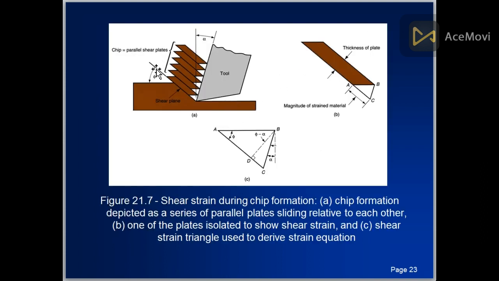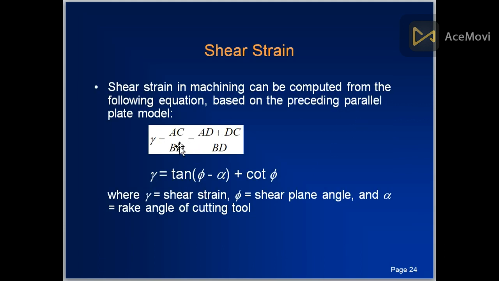This is the serrated chips. We can discuss it later, but this is the thickness of plate and tool, and this is the rake angle, etc. Shear strain, gamma. Shear strain in machining can be computed from the following equation. Gamma is equal to AC by BD, which is AD plus DC. These are some terminologies. We can finally conclude that gamma is equal to tan(phi minus alpha), that is, tan of shear angle minus rake angle, plus cot of shear plane angle.